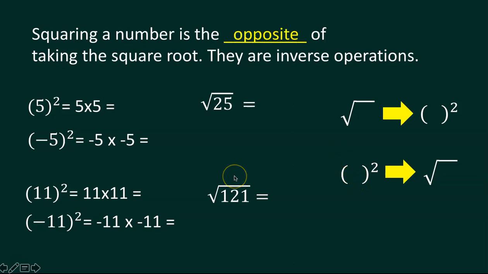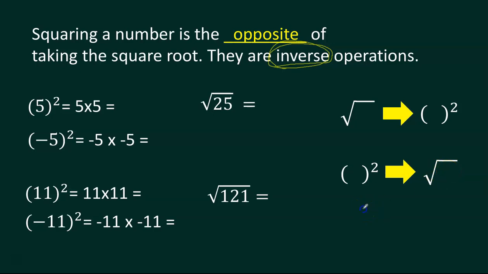Squaring a number is the opposite of taking the square root. Go ahead and type that in on your Kami notes. They are, and I want you to take your drawing tool on Kami and underline, they are inverse operations, or maybe you want to circle it. They are inverse operations of each other. So taking the square root is the opposite of squaring a number. Squaring a number is the opposite of taking the square root.